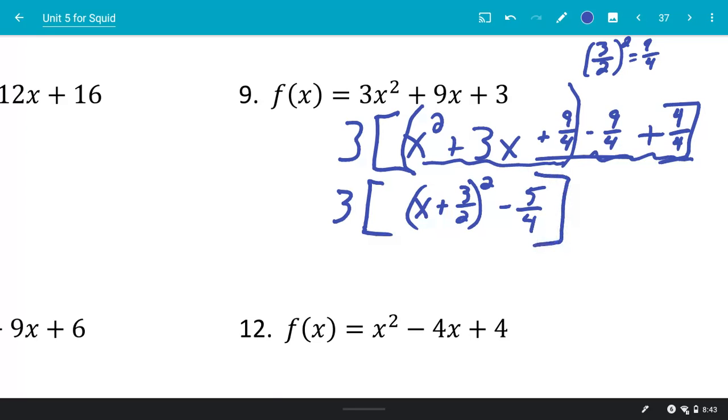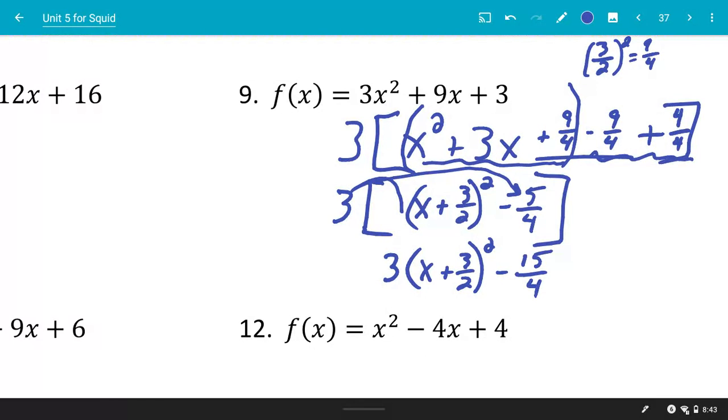Almost done. Because there was a leading coefficient, I had to pull out that 3. So now what? I've got to put it back in. I'm going to multiply it here and there. So 3 times x plus 3/2 quantity squared. And then when you multiply fractions, all you do is multiply. So 3 times 5 is a negative 15/4. Can I get a whoop whoop? So what's my vertex? Negative 3/2 and negative 15/4. That would be really terrible to have to graph, wouldn't it? But it could be done.